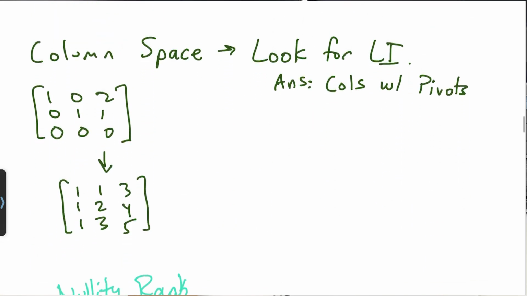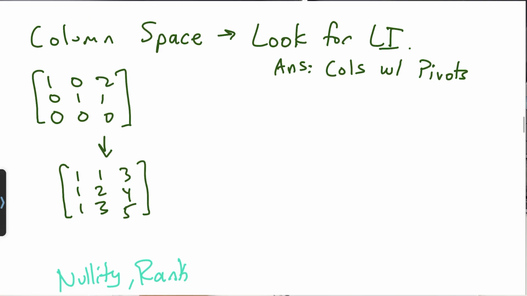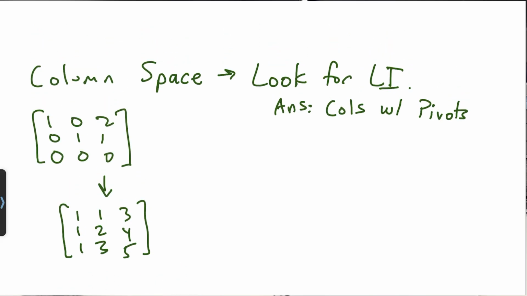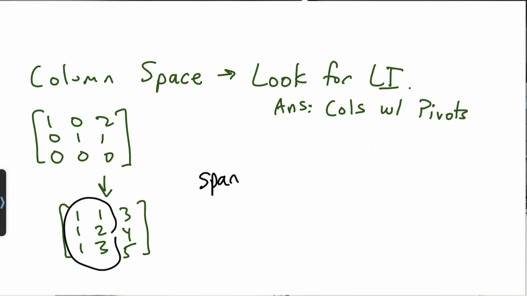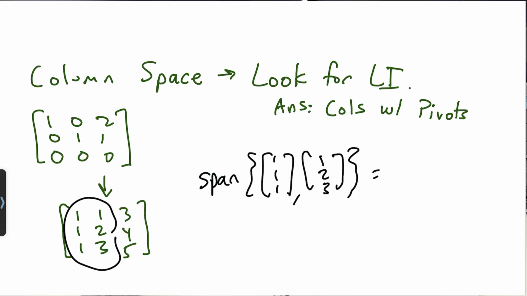Now watch out, don't get confused with column space, for which you also look for linear independence, but the answer is slightly different. You're looking at the columns that have pivots. So we can go back to the original matrix, which is something like this, and take those vectors, the span of those vectors, and this is going to be equal to column A, or col A. And once again, these two vectors inside are a basis for col A.